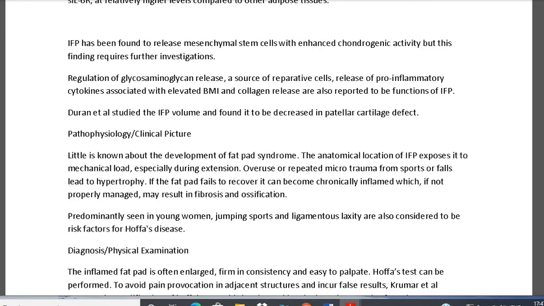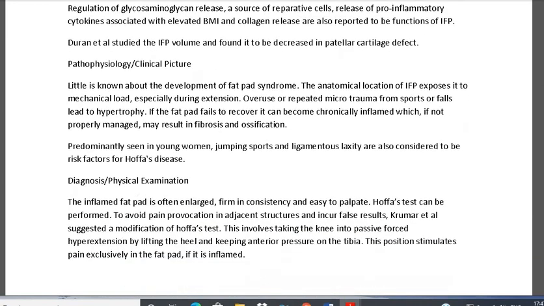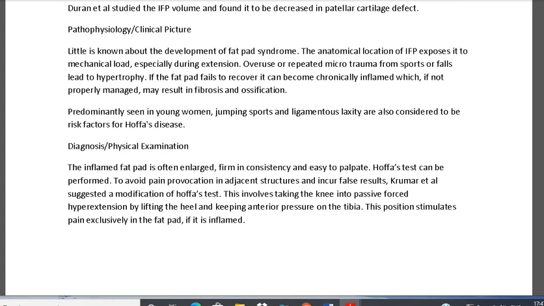So the pathophysiology, or the clinical picture about development, is idiopathic, but the anatomical location of this fat pad exposes it to mechanical load, especially during extension, as we have discussed. So overuse or repeated microtrauma from sports or falls will lead to hypertrophy. If the fat pad fails to recover, it can become chronically inflamed, and if it is not properly managed, may result in fibrosis and ossification.